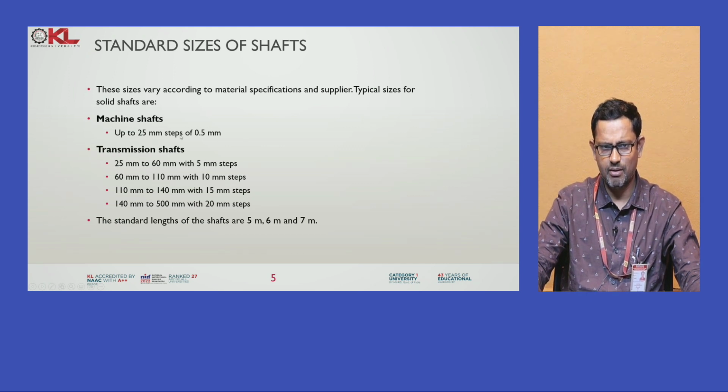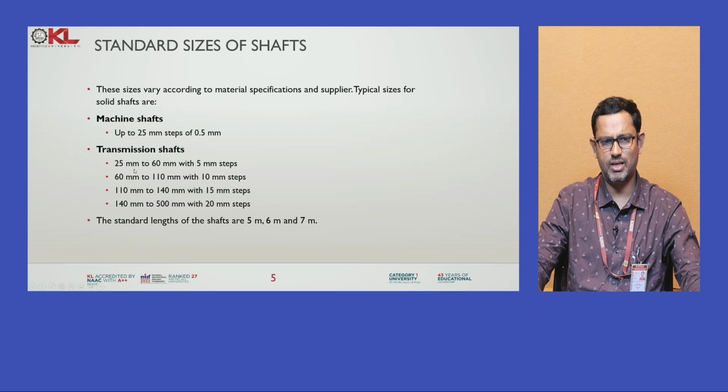Coming to the machine shafts, which are an integral part of the machine, generally they are manufactured up to 25 mm in steps of 0.5 mm. That means 0.5 mm, 1 mm, 1.5, 2.5, like that. Similarly, the transmission shafts start from 25 mm to 60 mm with 5 mm steps. That means 25 mm, 30 mm, 35, 40, 45 and so on up to 60 mm.